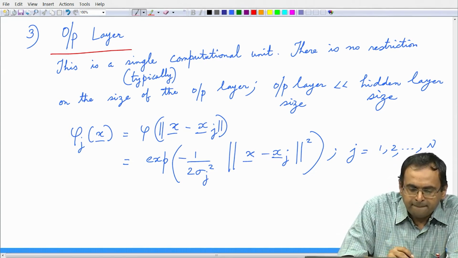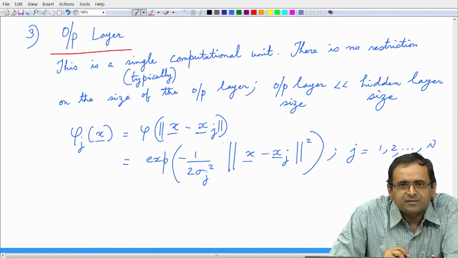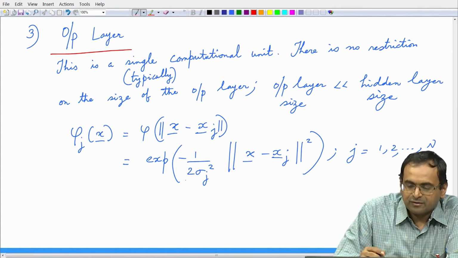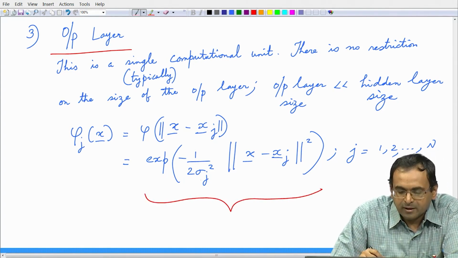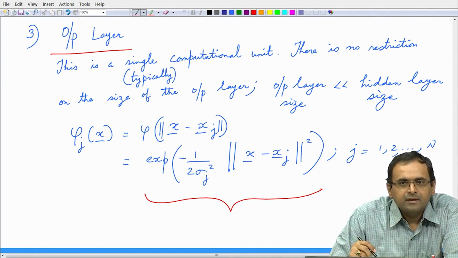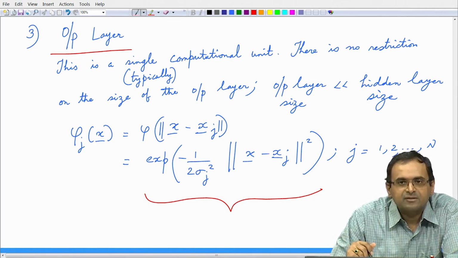Now, the computational units are essentially these phi functions, and assuming the Gaussian function, we have this in this form, which is exponential of minus 1 upon 2 times sigma j square, the norm of x minus xj square. This is the form of our function phi j, and since we assumed that the number of units in the hidden layer is going to be the same number as the number of data points, this goes from j equals 1 to capital N.